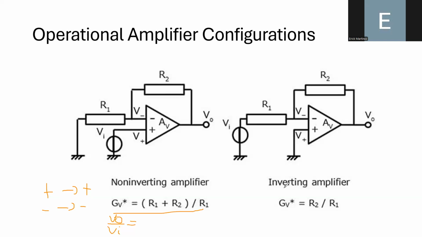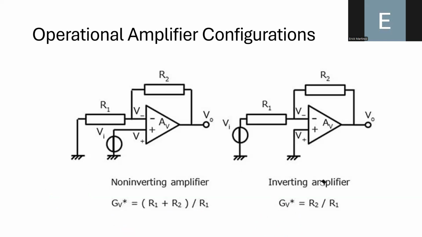And the inverting amplifier has the opposite behavior. When you have a positive voltage, you will get at the output a negative voltage. When you have a negative voltage, you will have a positive voltage. Okay?